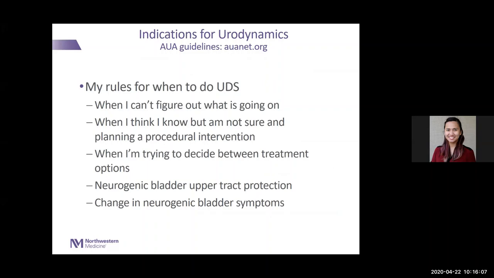So I typically do that when I can't figure out what's going on, when I think I know but I'm not sure, and I'm planning some sort of procedural intervention. So if someone has mixed incontinence and you're leaning towards, oh, they have more urge than stress, for instance, giving them a medicine, you don't have to do a urodynamics for that to try out and see if it's going to work. If that doesn't work and you're still not sure, then maybe it makes sense to do it in those patients.